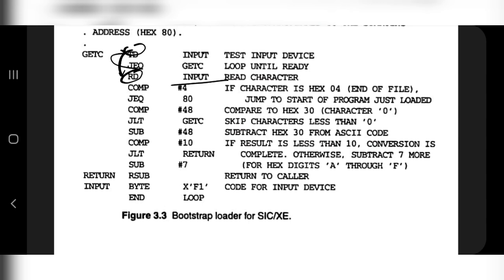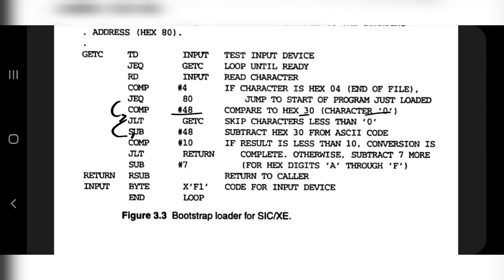So we read one input and compare it with 4. If the hex character is 4, it means it's the end of the file. If it's not 4, only then will we continue executing. If it's equal to 4, go to 80, which means the end of the program. We start from here, then compare with 48, because for a hexadecimal character, if it is 0, then we end the program.